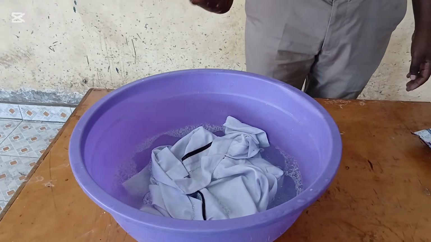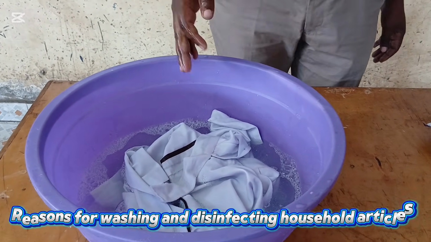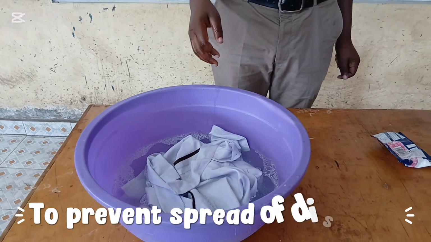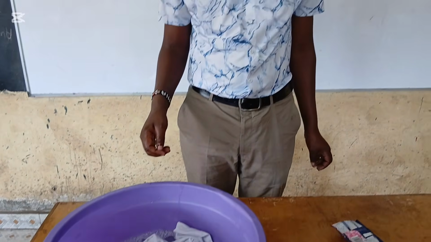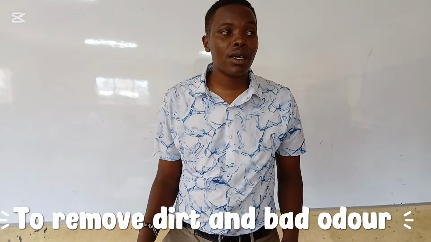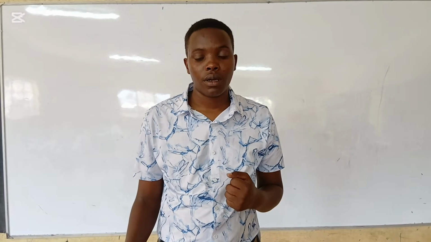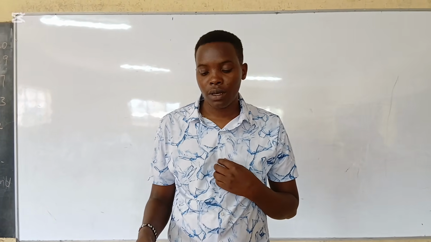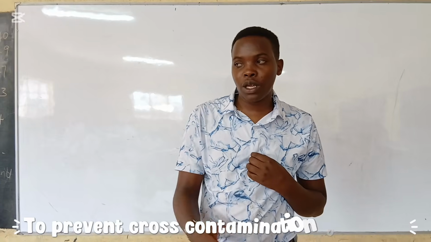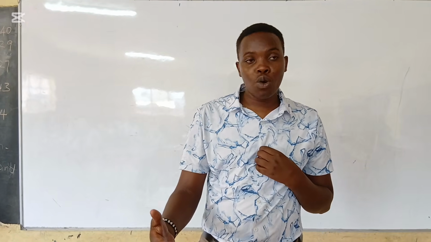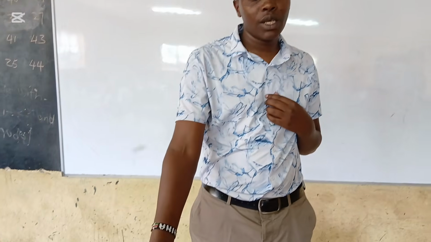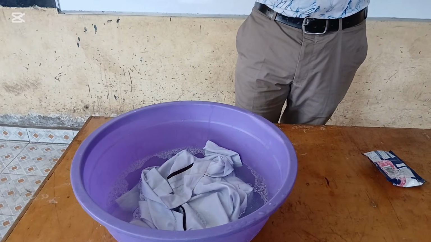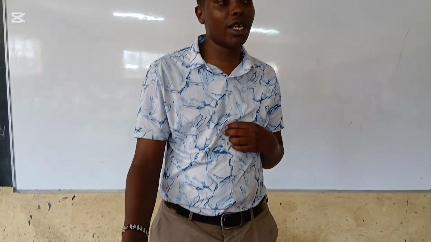What are some reasons for washing household articles? Yes? Preventing spread of diseases. It removes dirt and bad odor. Keeping household articles in good condition. Yes. Preventing cross-contamination of germs. So we are going to wait for the piece of fabric to soak and loosen the dirt. Then we'll be back with the process of washing the article.